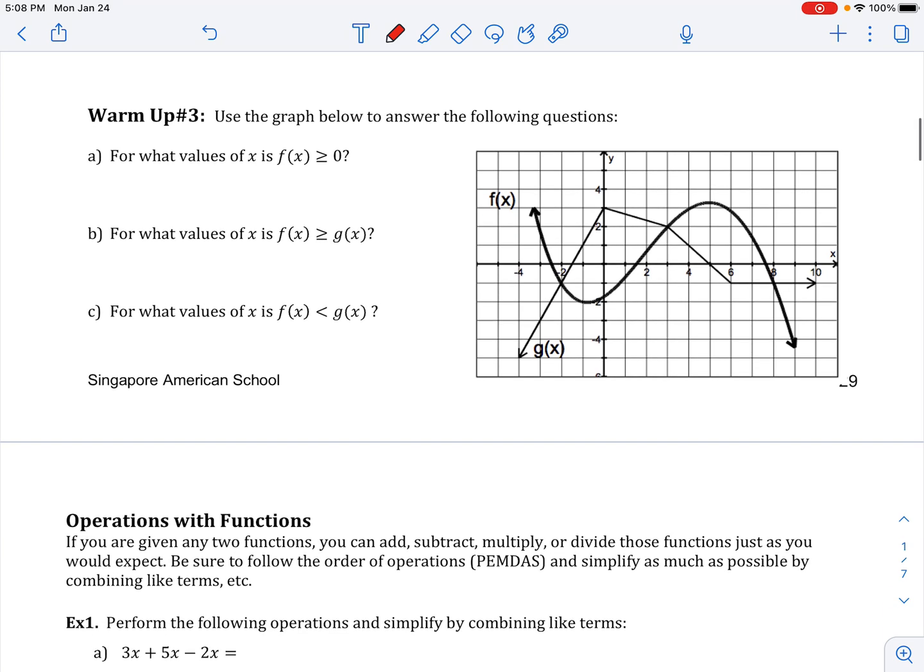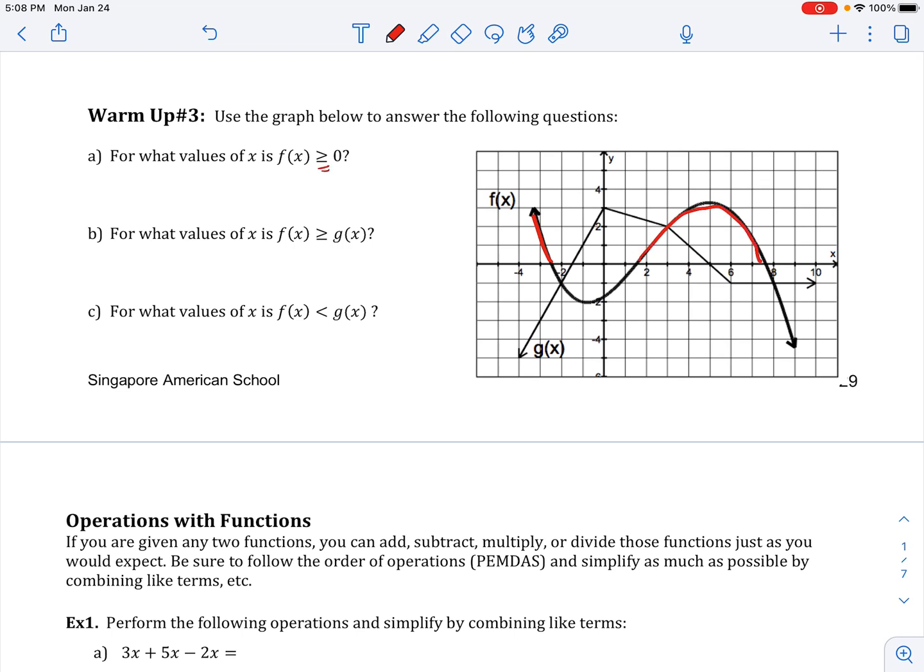Last one. Oh yeah, this is almost like the first section. Use the graph below to answer the following questions. For which values of x is f(x) greater than 0? Now be careful about keeping these things straight. There's an f(x) and a g(x). f(x) greater than 0. f(x) is the curly one. Where is it above 0? It's above 0 here, and it's above 0 here.